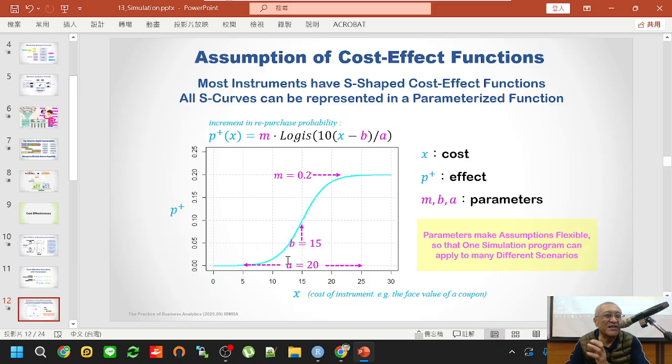Okay, this is kind of optimistic, right? I just send $15 and the buying probability increased by 10%. It's just to illustrate this idea. But when you keep increasing your X, the probability would increase with the cost of the coupon, but only up to a point.